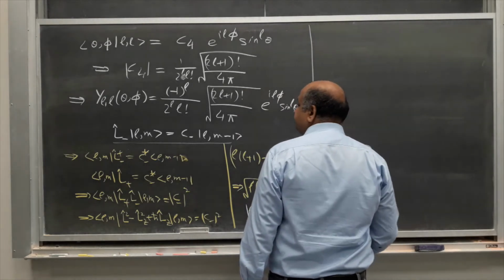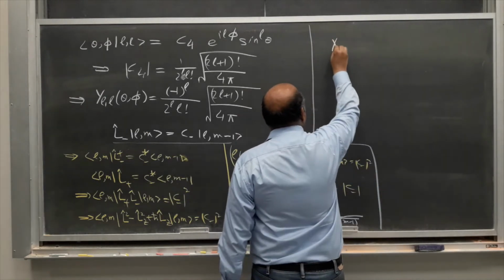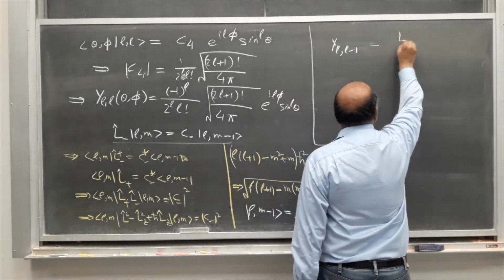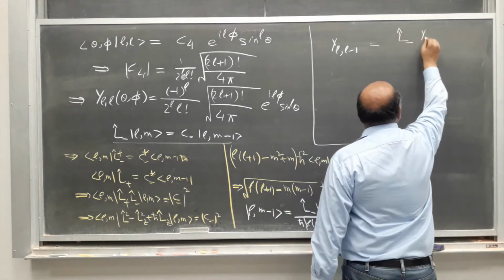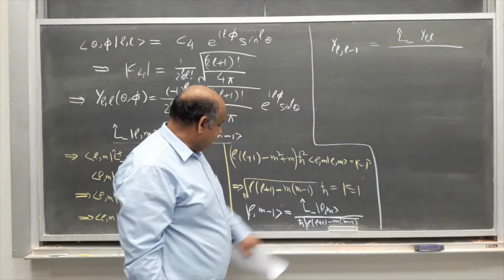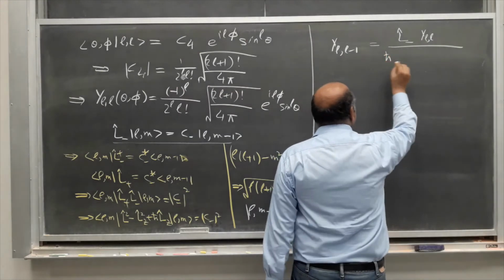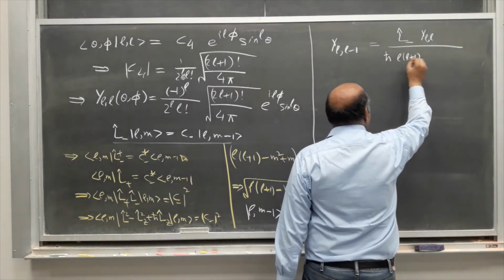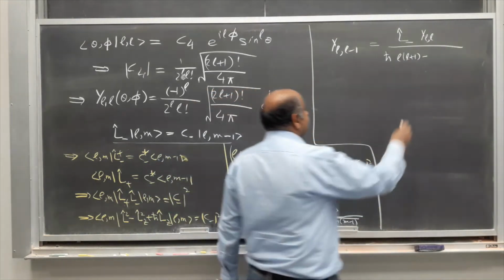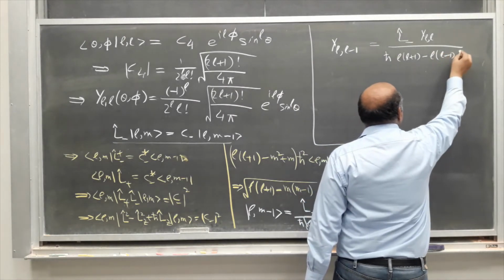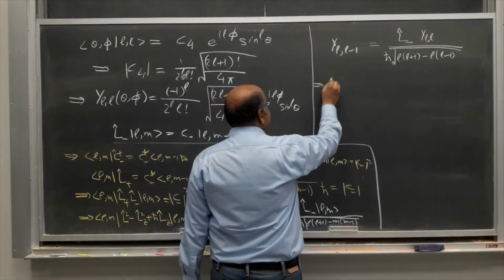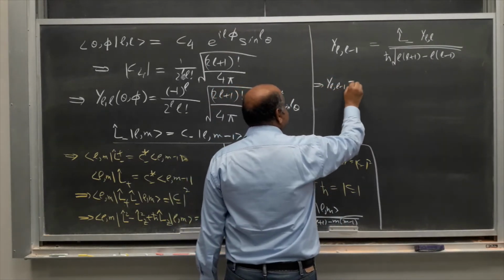Okay, so I have Y_ll, and Y_l,l-1 can be written as L minus applied on Y_ll divided by, from here, h bar times the square root of l into l plus 1 minus m into m minus 1, and my value of m here is also l, so this is l minus 1. So this gives us Y_l,l-1.